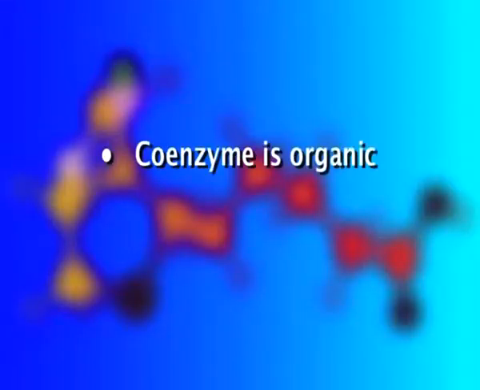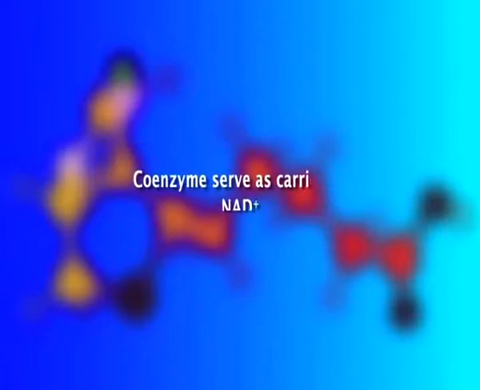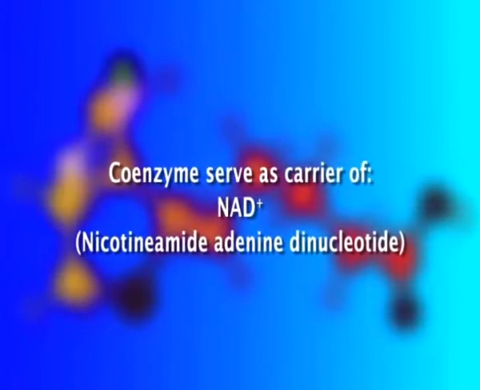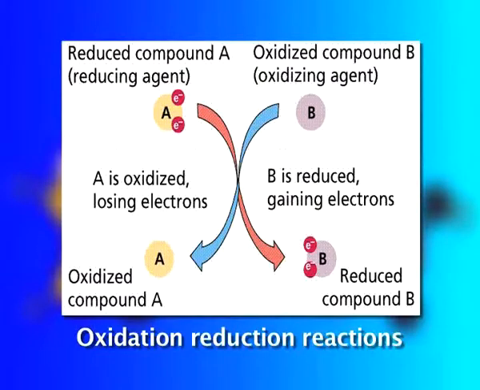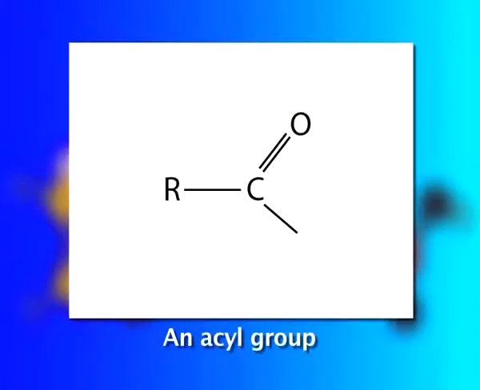Coenzyme or cofactor is not tightly bound to the enzyme. The former is an organic molecule and the latter is inorganic in nature. Coenzymes serve as carriers of various types of chemical groups. NAD functions as a carrier of electrons in oxidation-reduction reactions. Several other coenzymes are involved in the transfer of a variety of additional chemical groups, for example, carboxyl groups and acyl groups. Cofactors are essential for the catalytic activity of an enzyme.